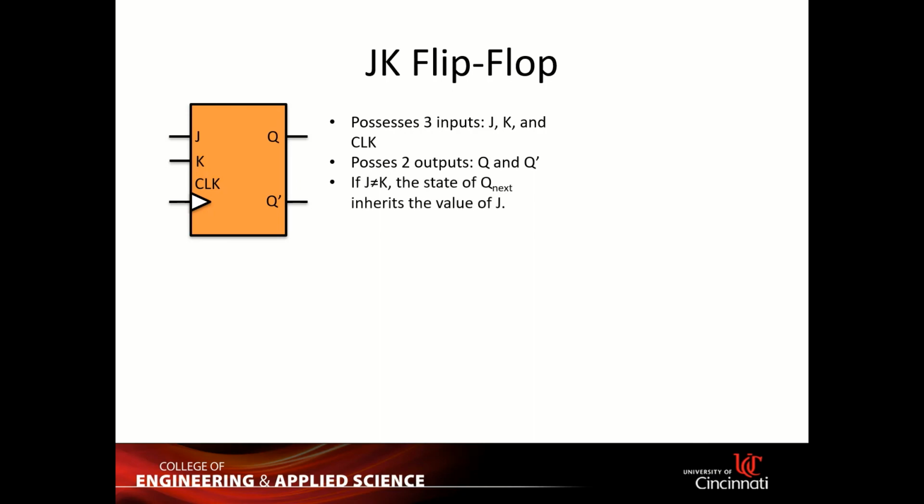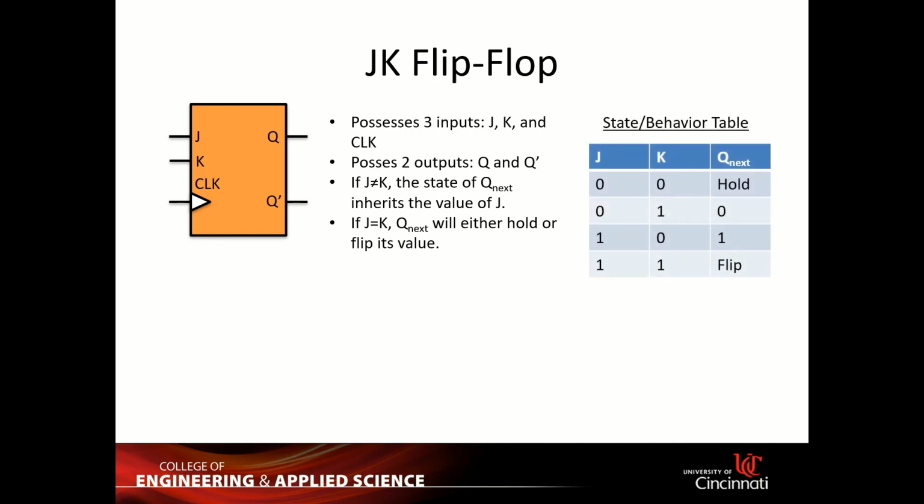So the key for the JK flip-flop is if J is different from K, the next state of Q will inherit or be equal to the value of J. If J equals K, then it will either hold or flip the value. So if J equals 0 and K equals 0, or if J equals K equals 1, let me do some highlighting quickly.